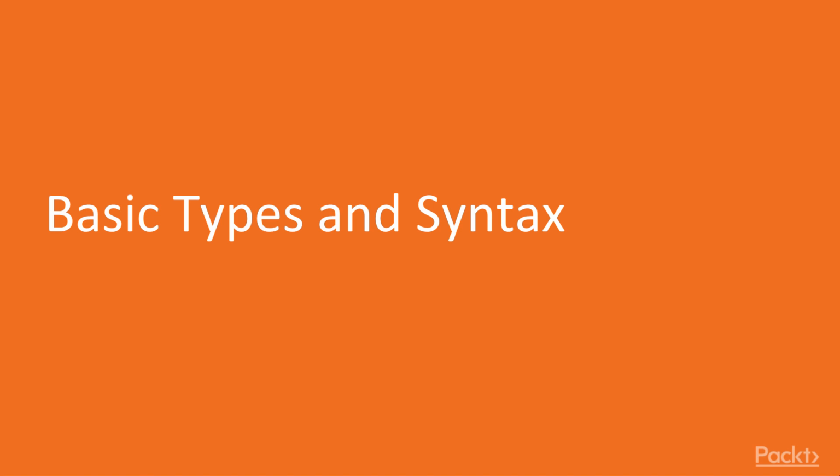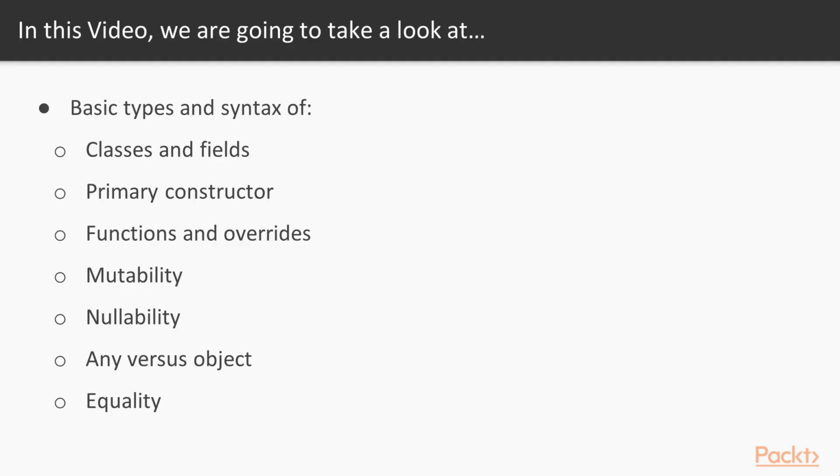It's time to look at basic types and syntax. In this video, we will look at how to define classes and fields, as well as the primary constructor. In a later video, we'll see how the primary constructor can cooperate with any secondary constructors. We'll look at how to define functions and how to override functions.